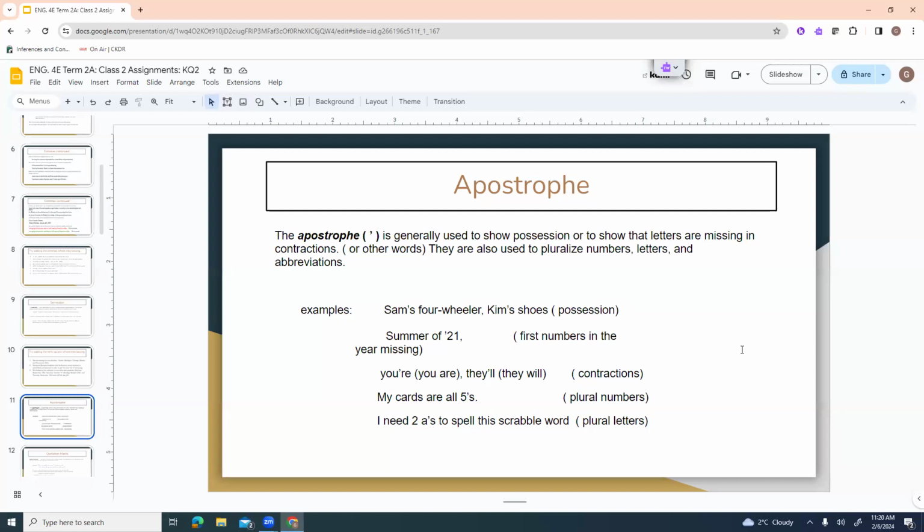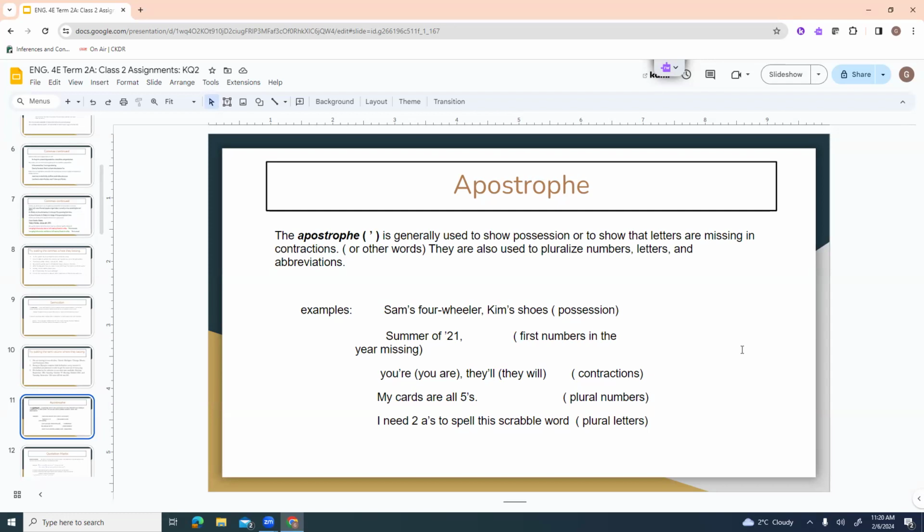Your and they'll, those are contractions. The apostrophe there is showing you that a letter's been dropped. My cards are all fives. Here, the apostrophe isn't showing possession. It's just showing that with the number five, you've got a bunch, more than one. It's kind of a weird one, but we wouldn't normally put an S onto a number, so we've adopted this sort of workaround, I guess.